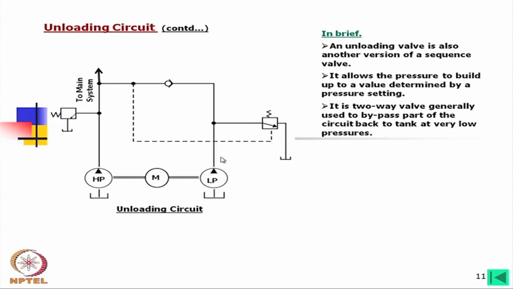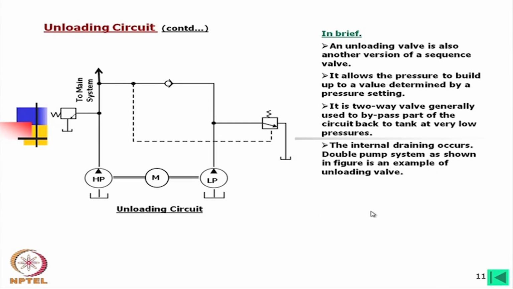So, two-way means that we have shown that there is a passage that is interconnected and it is also connected to the high pressure and low pressure sides. So, construction wise it will be slightly different from the sequence valve or pressure relief valve. The internal draining occurs, and the double pump system as shown in the figure is an example of an unloading valve.